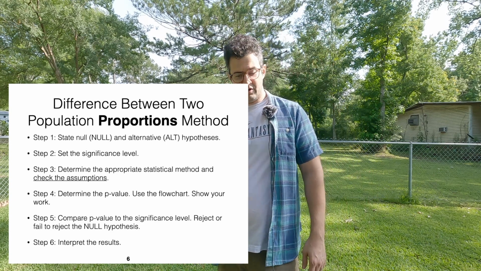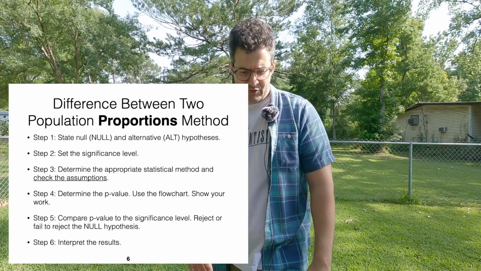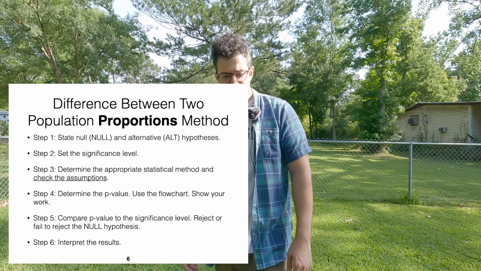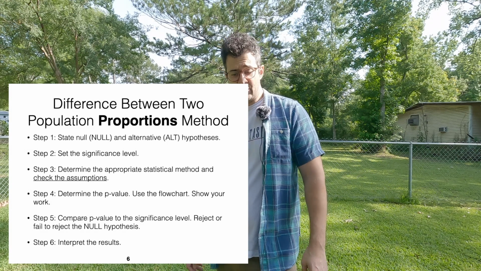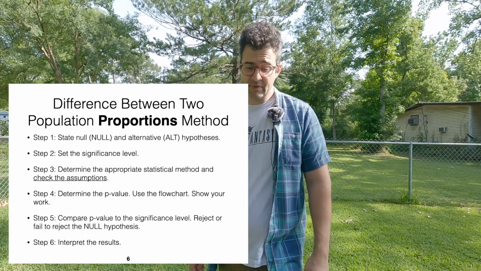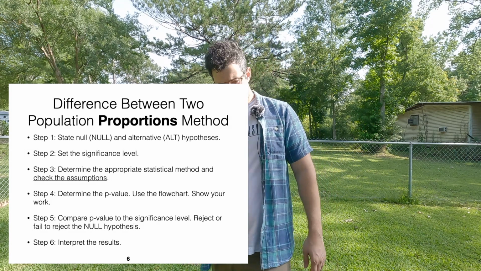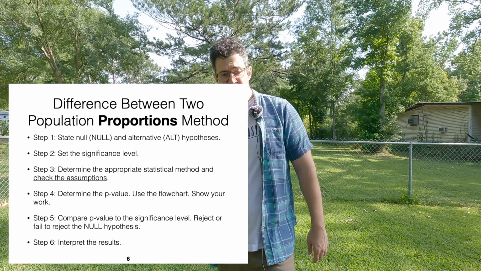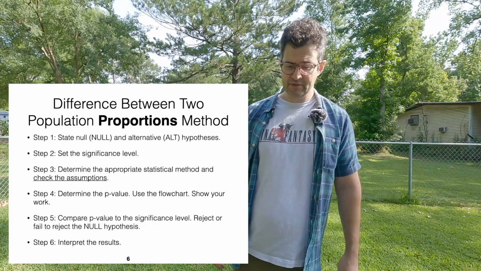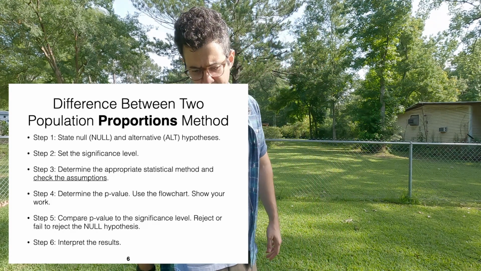Again, we've got our 6 steps, the same 6 steps we've been talking about all semester. Step 1, we're going to state our null and our alternative hypotheses. Step 2, we're going to set the significance level. Step 3, we're going to determine the appropriate statistical method and then check the assumptions. Step 4, we determine the p-value.